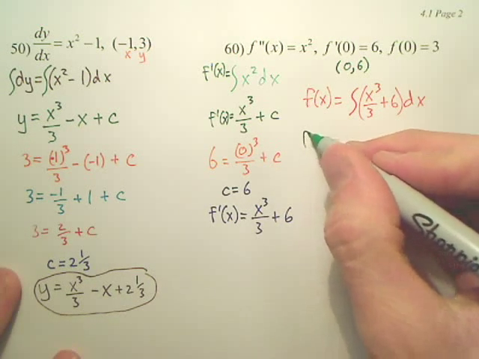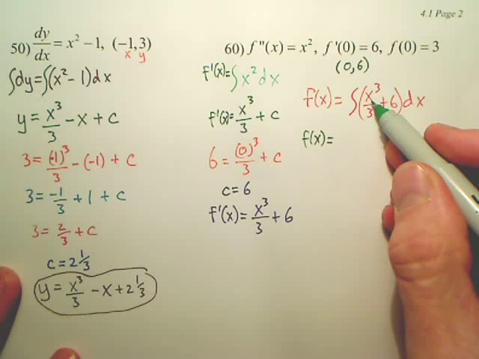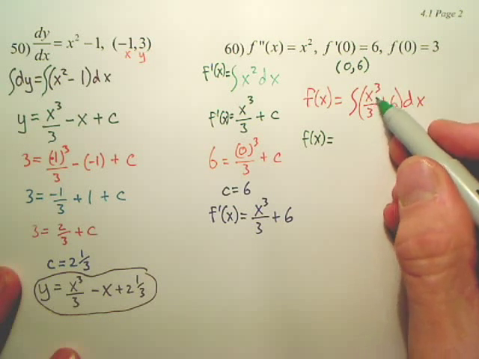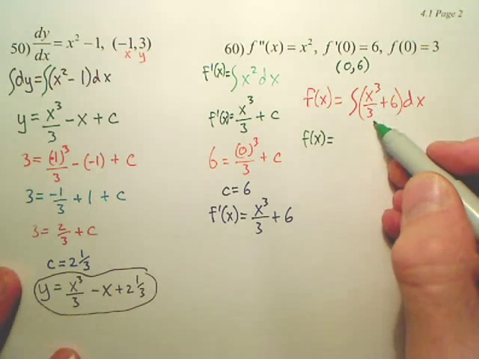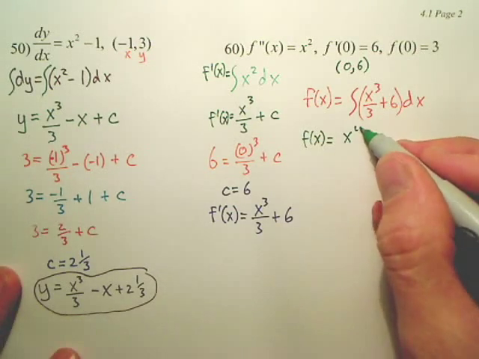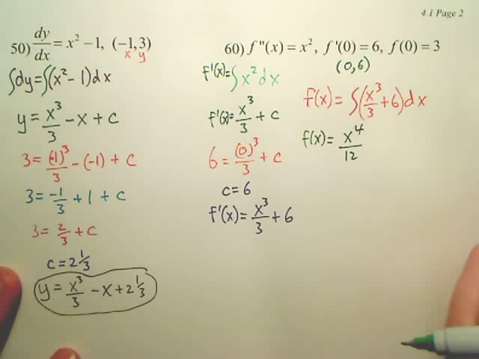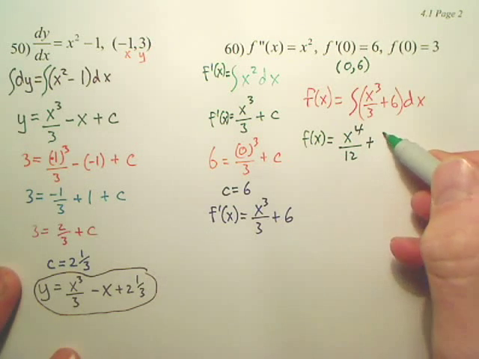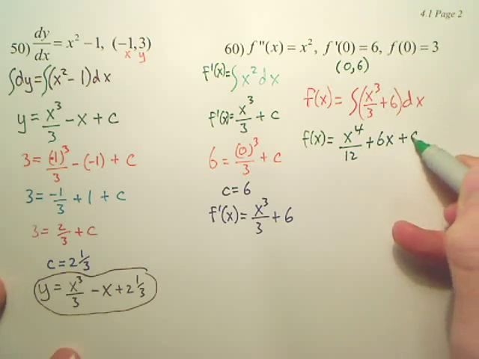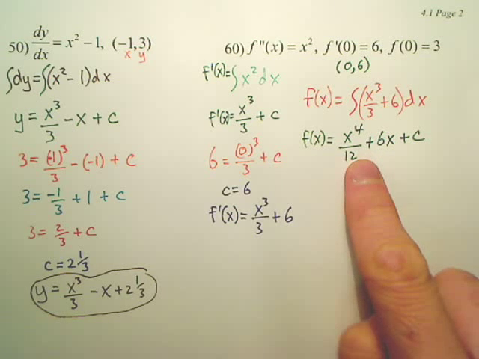So, f of x is equal to the integral of this. It's going to be a little bit harder to see, but if you add 1, you get 4, divide by 4, that's going to be x to the 4th over 12. And then this one's going to be 6x. And then plus c. This is the general solution of the original function.